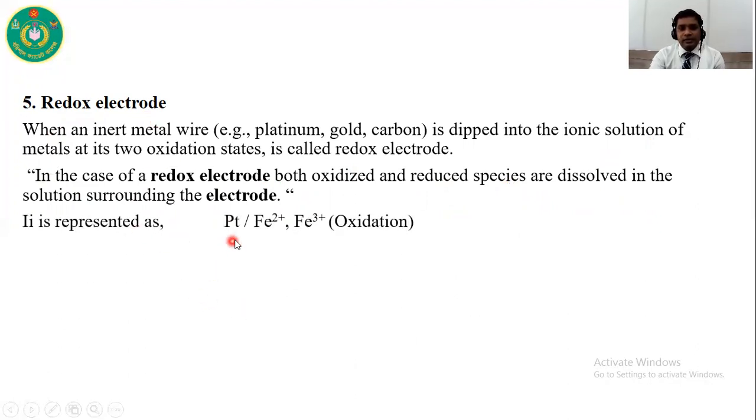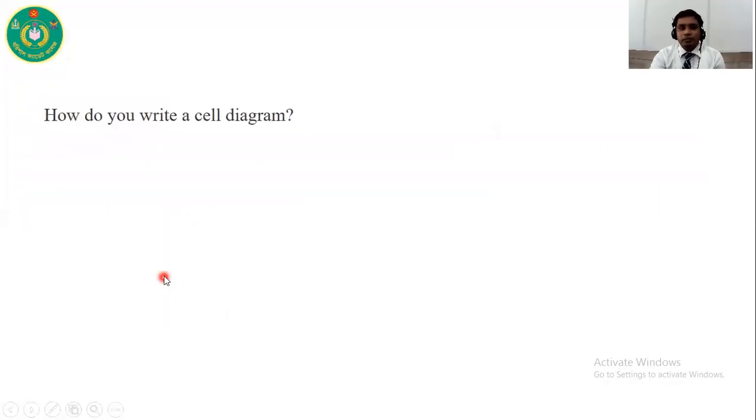It is represented as Pt / Fe2 plus, Fe3 plus in its oxidation state. If it is in the reduction state, we write Fe3 plus, Fe2 plus / Pt. By this process, we can represent a redox electrode.